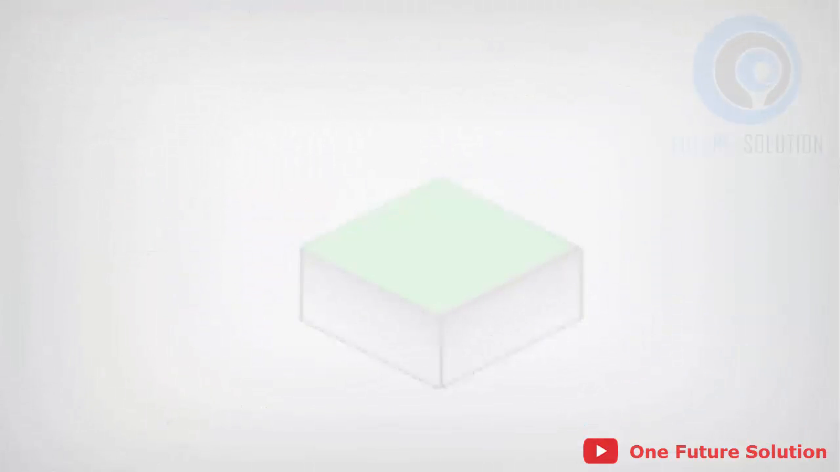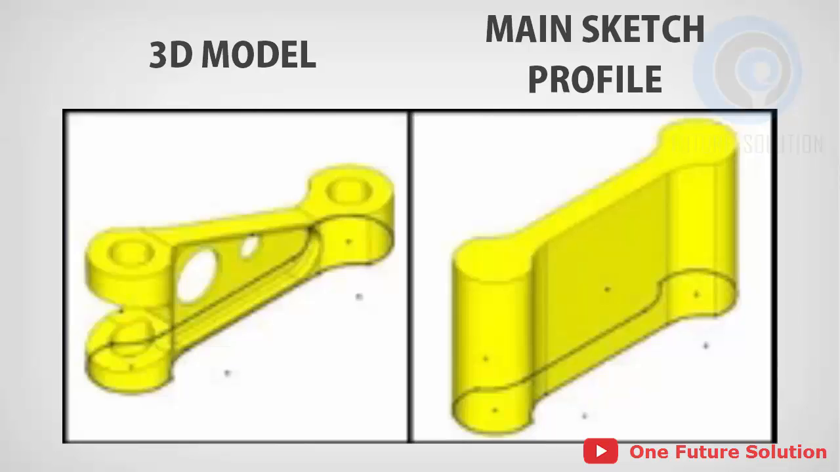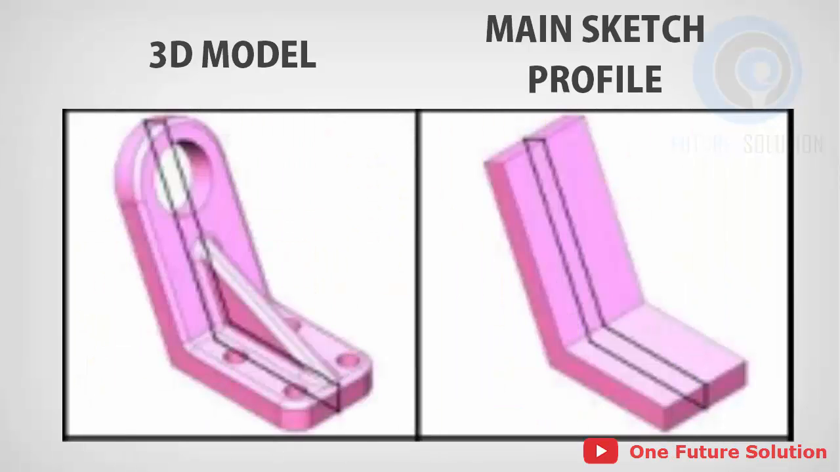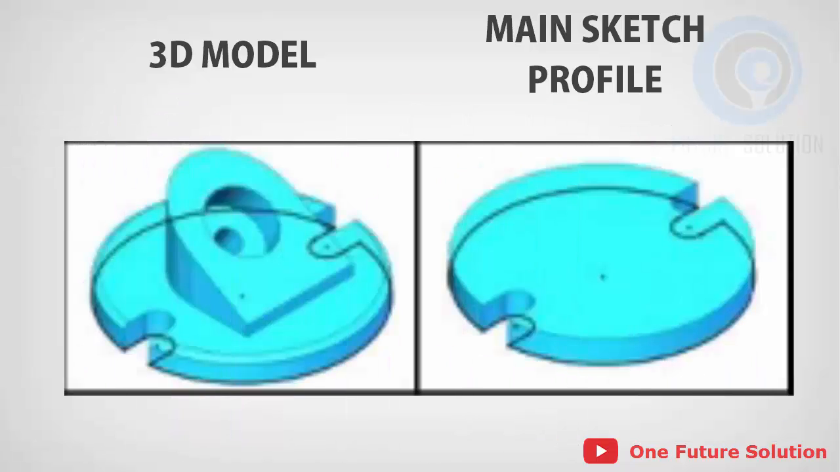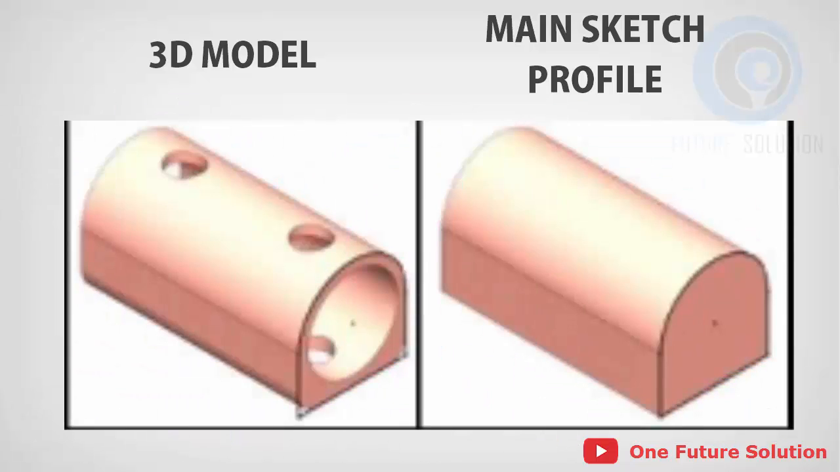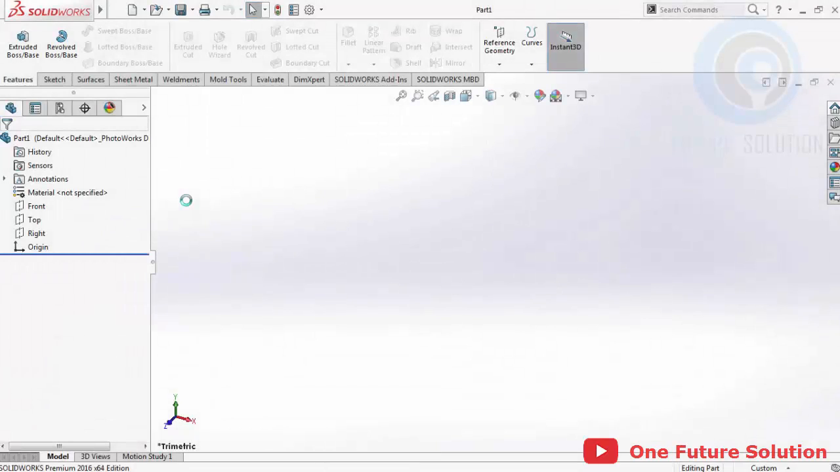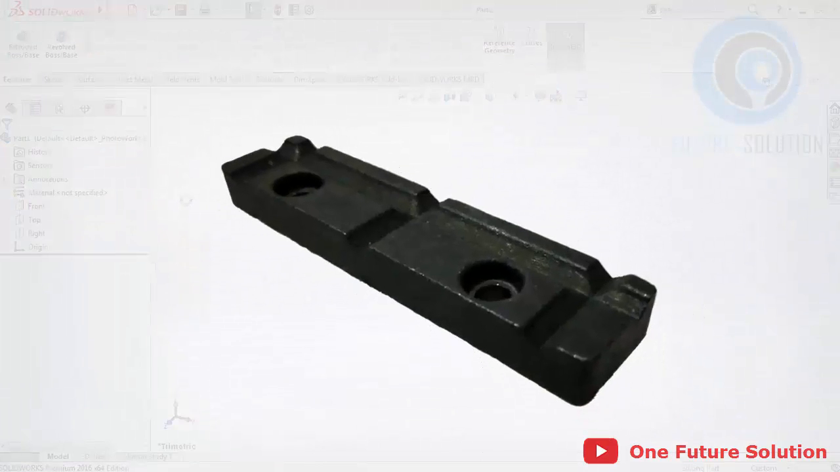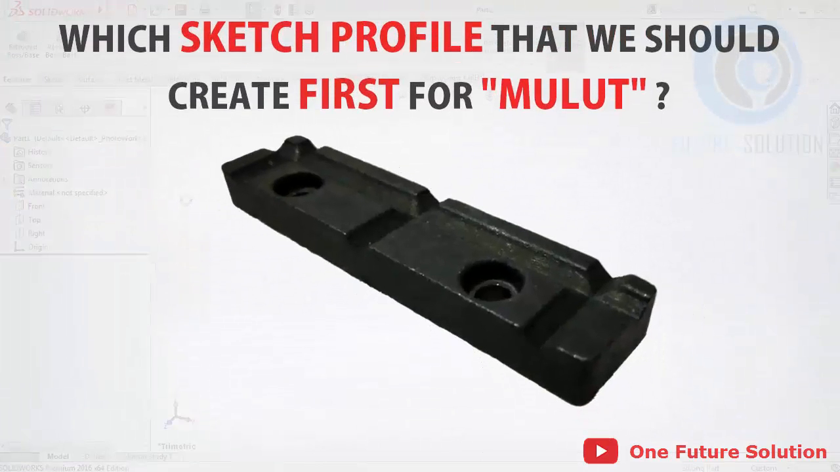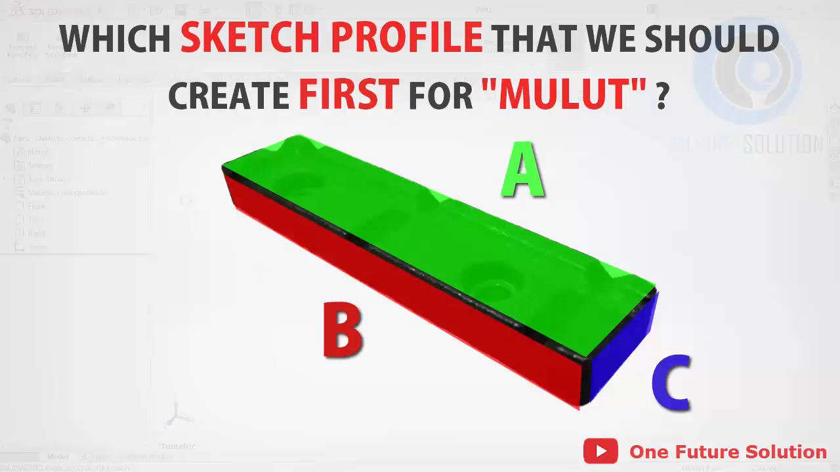Okay, look at these few images. I hope you will get more understanding about this fundamental topic. So for our model, which sketch profile should we create first? A, B or C?